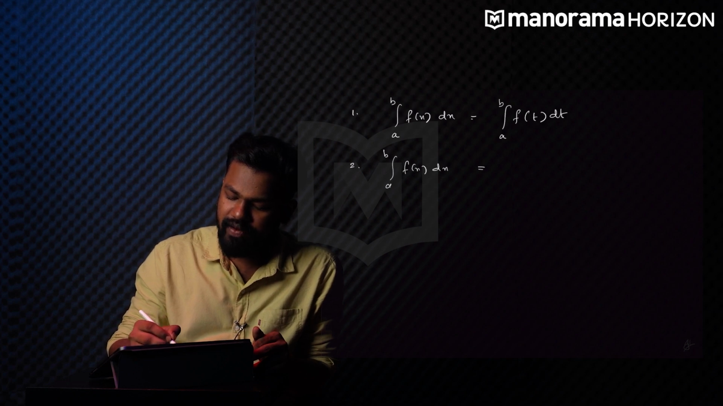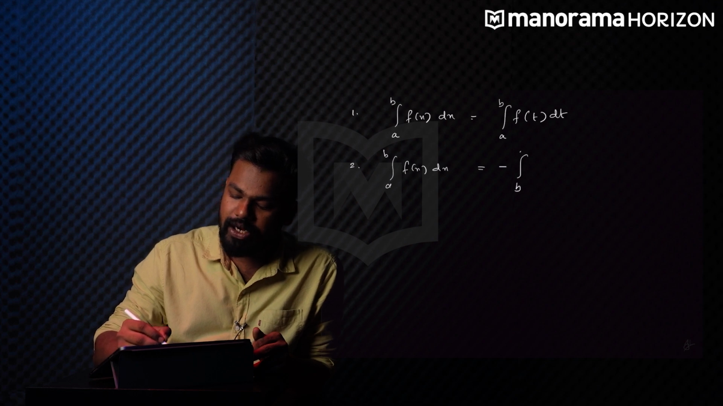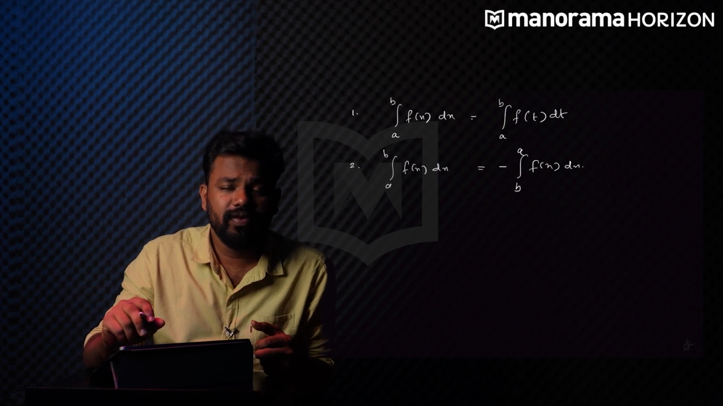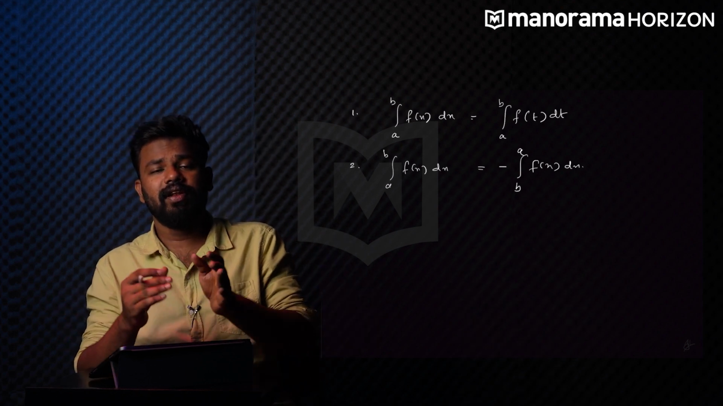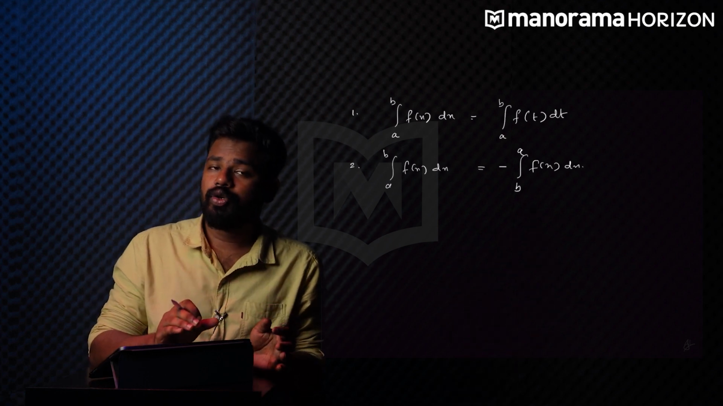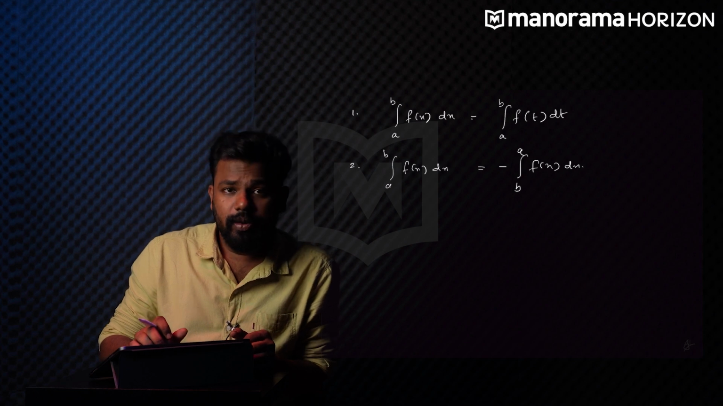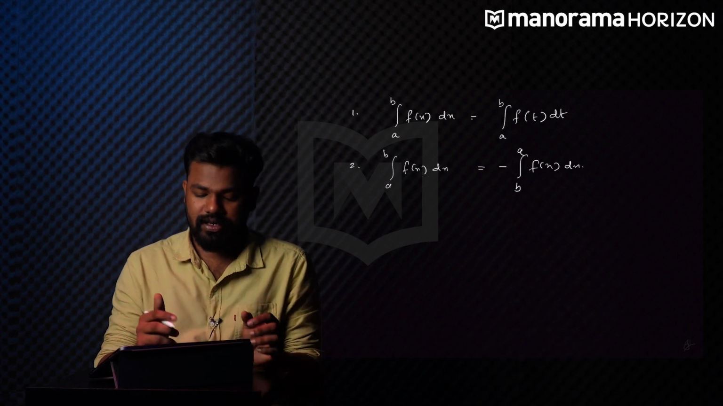That is, if I take the area from a to b, that area will be equal to the negative of area from b to a. A normal formula that we can understand without even drawing a graph or anything, because if I change the interval from b to a, the area should be negative, right? So it should be this way, that is integral a to b f of x dx should be equal to minus of what? B to a f of x dx.